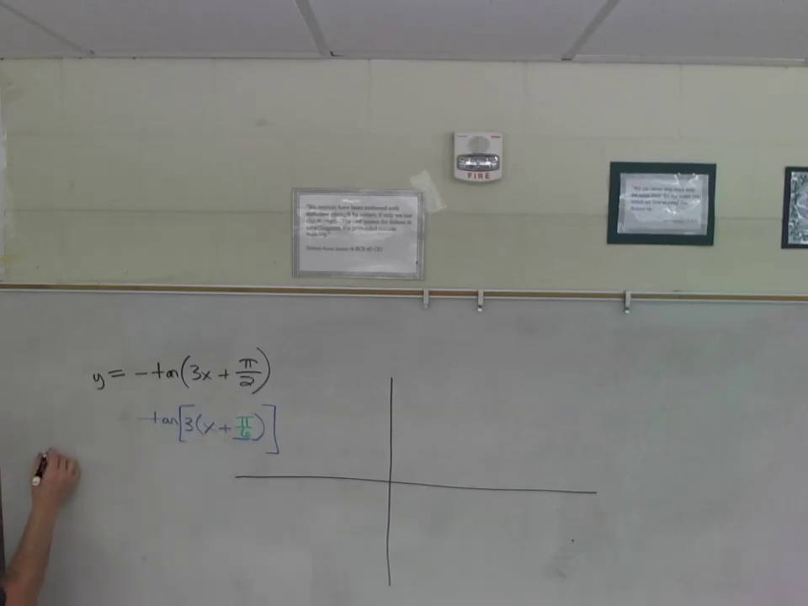We've got a reflection, right? So we're going to flip it over this way. The period starts out as pi for tangent, and you divide by that thing, so 3. And we've got a phase shift of left pi/6. Now we can see it.